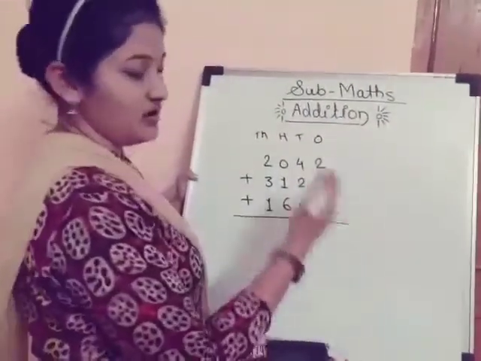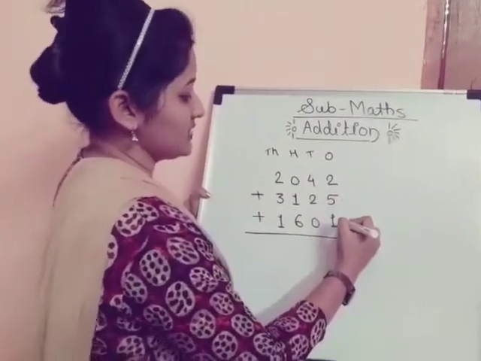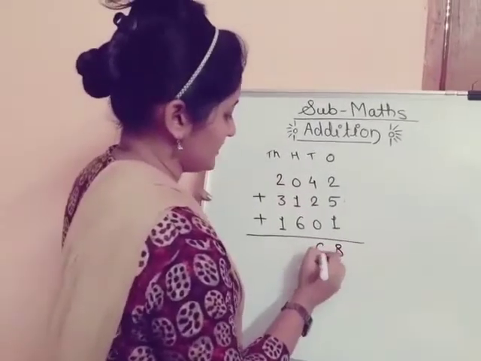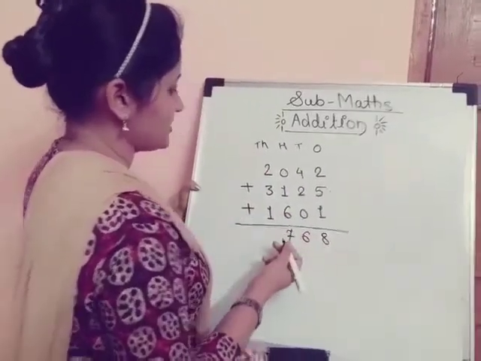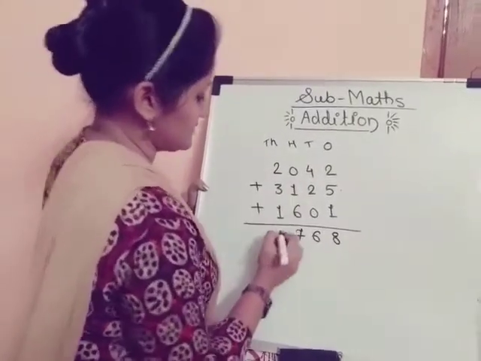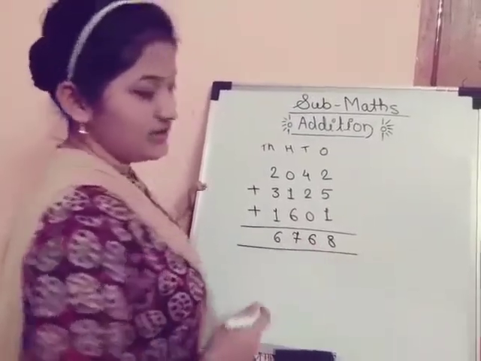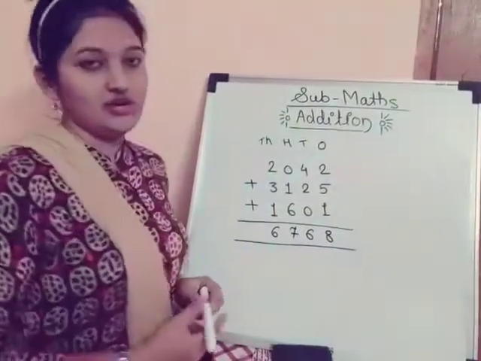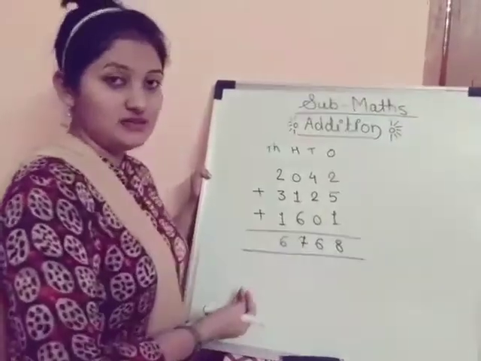Now we have to start the addition from the ones place. 2 plus 5, 7 plus this one, 8. 4 plus 2, 6 plus 0, 6. 6 plus 1, 7 plus 0, 7. 0 means nothing, so addition will remain same. 1 plus 3, 4 plus 2, 6. So this is your answer of this addition, 6768. It means if you have more than 2 numbers for addition, the rules of addition will not change. You have to start your addition from ones place, then tens, then hundreds, and then thousand.